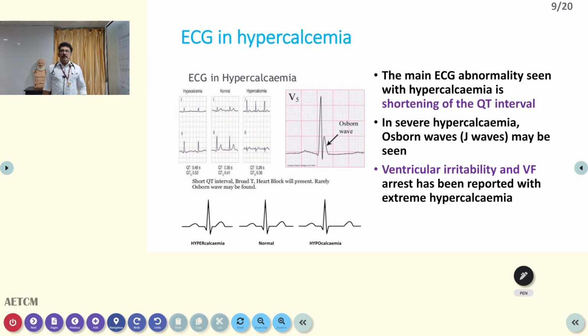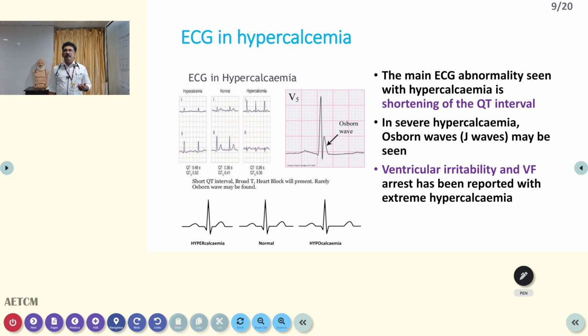One of the important investigations other than serum calcium is ECG. What you are seeing here is short QT interval. In severe hypercalcemia, even Osborne waves are seen, that is J point elevation. This is also seen in hypothermia, so it is not an important finding in hypercalcemia. It can be seen in other conditions also.